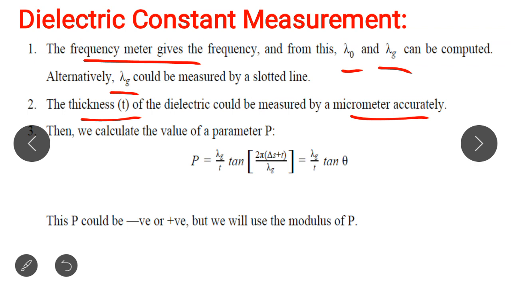Then we calculate the value of parameter P, where P equals lambda g by T, tan of 2 pi times delta S plus T divided by lambda g, which equals lambda g upon T tan of theta. Now P could be positive or negative, but the modulus of P will be used.